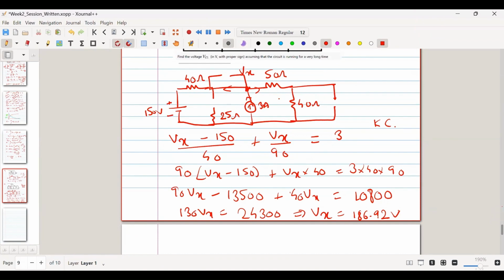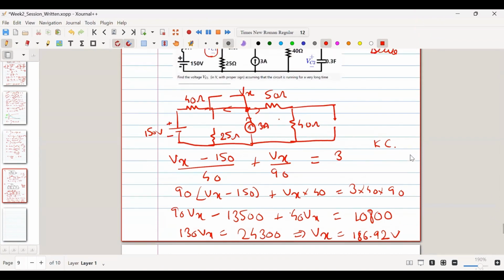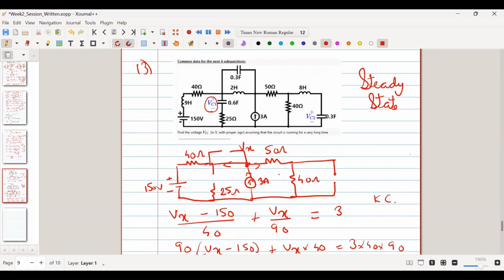Now they have asked us what is the voltage VC1. So my voltage VC1 is actually this one, this is my voltage plus minus VC1. Can you tell me what is the voltage across the 25 ohm resistor? It is 0, sir. Because there is no current flowing through the 25 ohm resistor, the voltage drop across the 25 ohm resistor is 0.